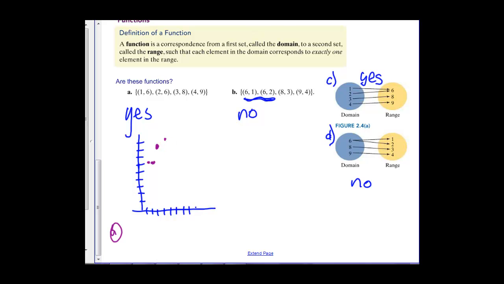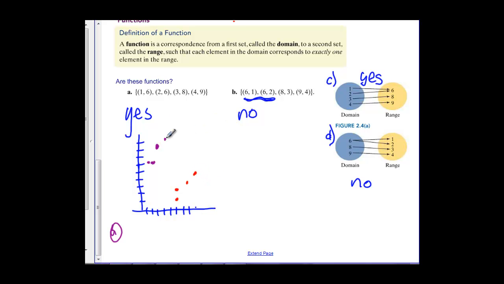And now I want to graph B. So we got 6, 1. So 1, 2, 3, 4, 5, 6. We got 6, 2, 8, 3, and then 9, 4. So 9 was actually one more over. And that's a really bad 8, 3. Yeah, let's fix that. So 8 there-ish. A little better. And then 9, 4 should be about right there.